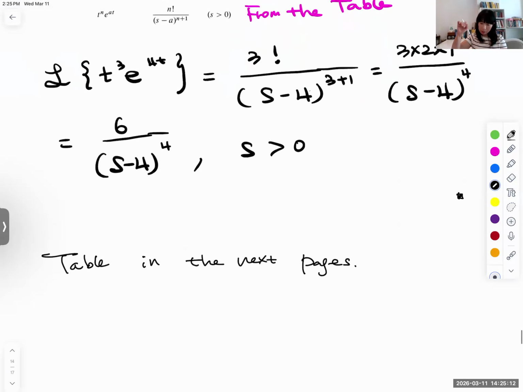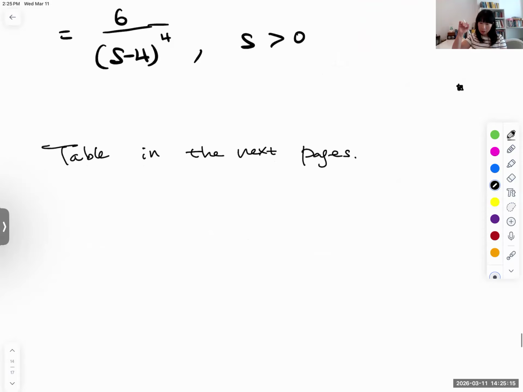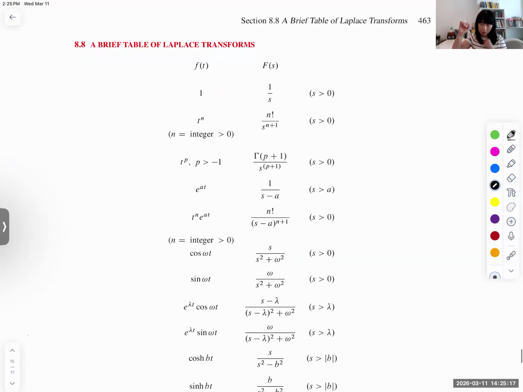All right, so the table is on the next page. So we have this table of Laplace transforms, okay?